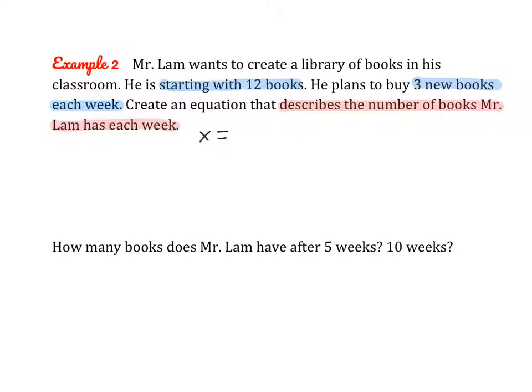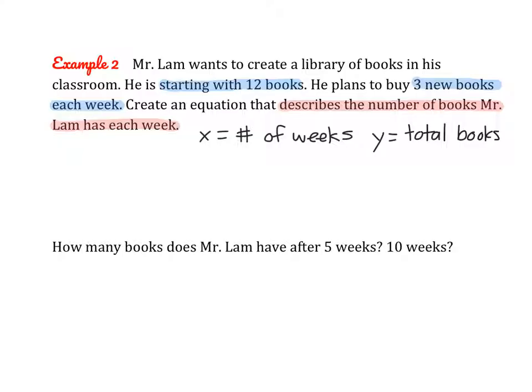So X is going to be the thing that we control, and the only thing that we can control is the number of weeks. We can say, oh, after 1 week, after 5 weeks, after 20 weeks, it doesn't matter. So X represents the number of weeks. That's the thing that we can change. Y is always going to represent what we want to find. And they ask us to describe the number of books Mr. Lamb has. So Y is going to represent the total number of books. So that's the D in DESK. We are defining our variables using real words.